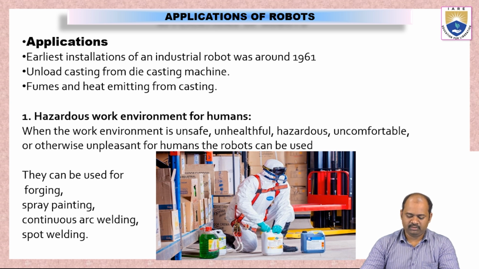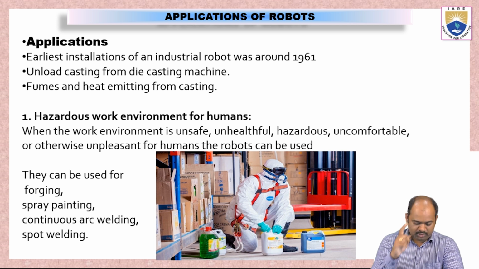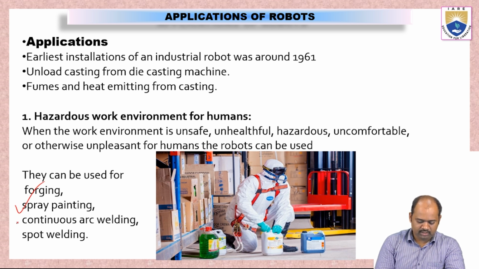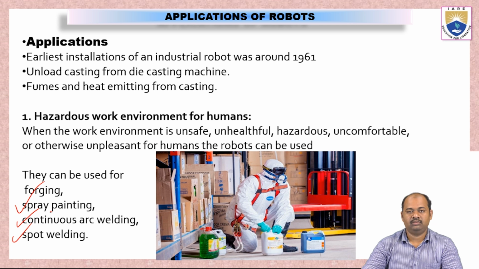Hazardous work environments. When the surrounding environments in an industry or a manufacturing unit are very dangerous and hazardous for human health, then we can use robots. When the environment is unsafe, unhealthy, hazardous, uncomfortable, and otherwise unpleasant for human beings, robots can be applied, where they can be used for doing the particular task. They can be used for applications like spray painting, continuous arc welding, spot welding.